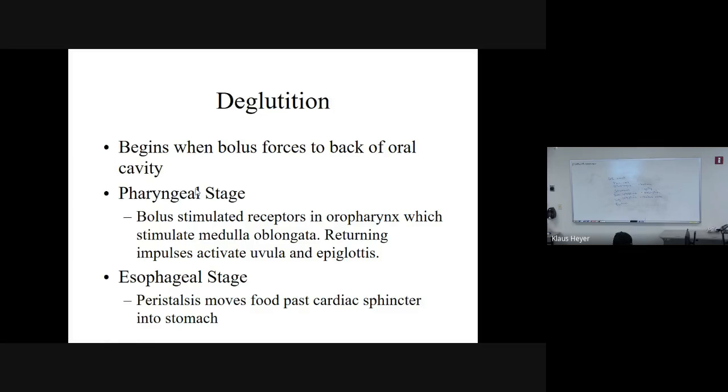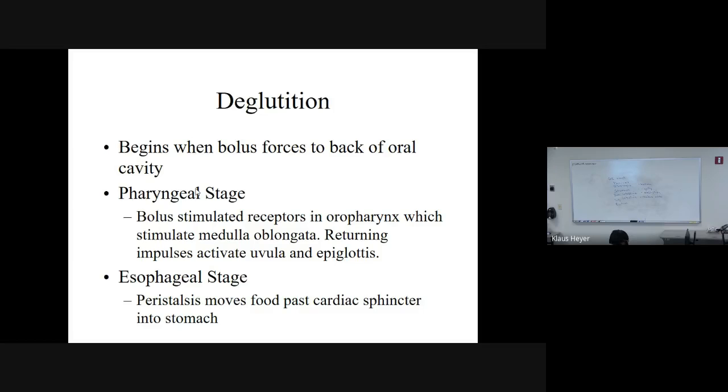A bolus is actually just a mass of something. Sometimes with IVs you'll hear a term like bolus or an embolus, like a clot. So a bolus is a mass of something. Here, we're talking about food. So your chewed up food that you swallow, we call that a bolus. That's what's going down your esophagus.